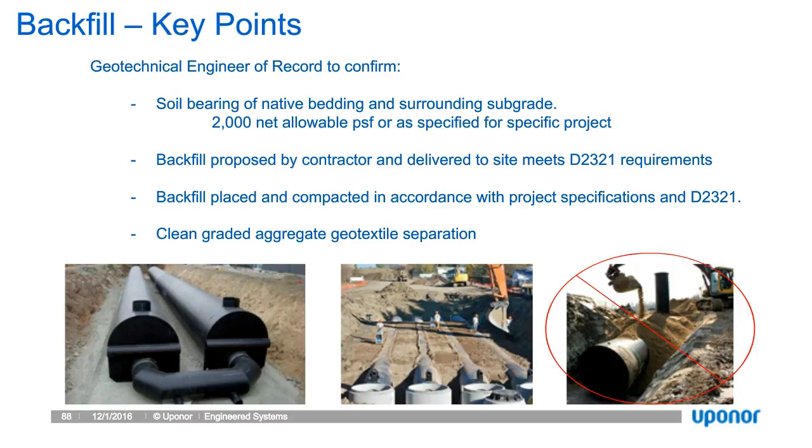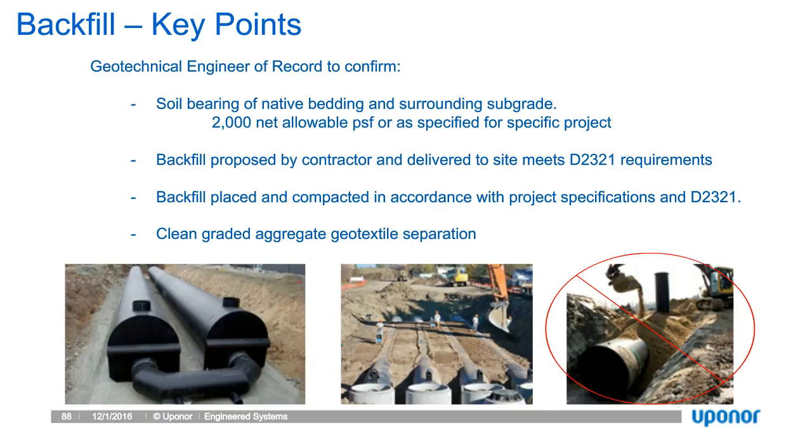Frequently, design engineers don't really have good information for the net allowable bearing or the existing subgrade bearing for any given project. So the specification would call out to have that, but also identify that the geotechnical engineer of record, quality control inspector, should confirm that a 2,000 net allowable is achieved once they open up the excavation.